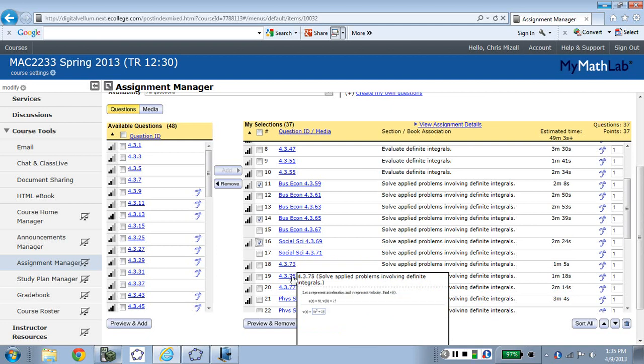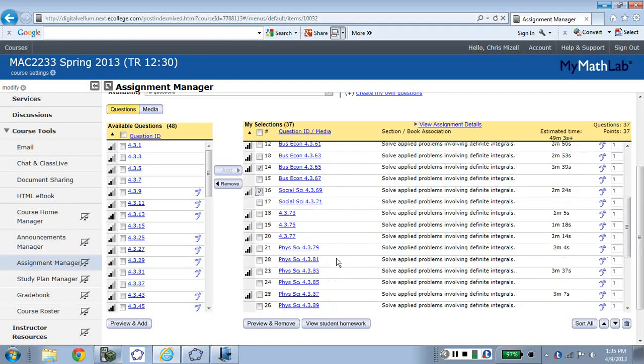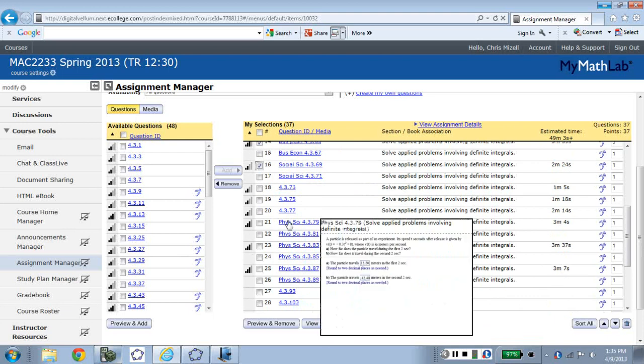And there's the velocity function and the acceleration function. It doesn't ask us to integrate it, though. Oh, there we go.